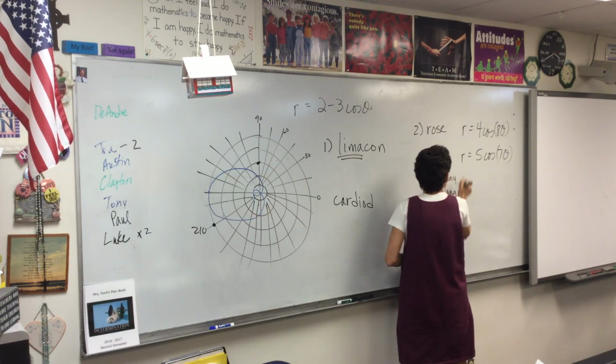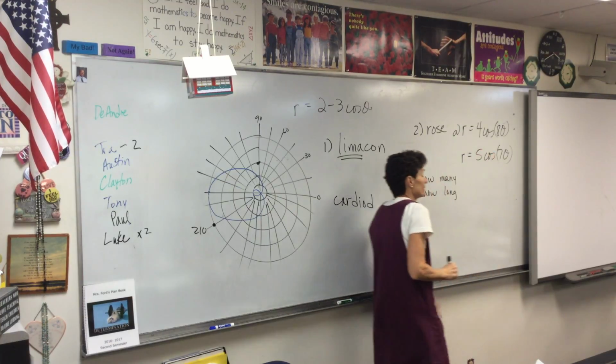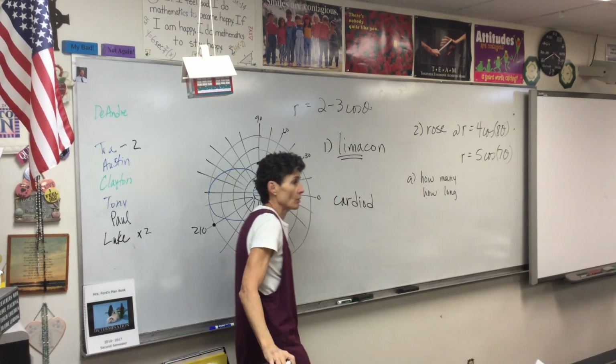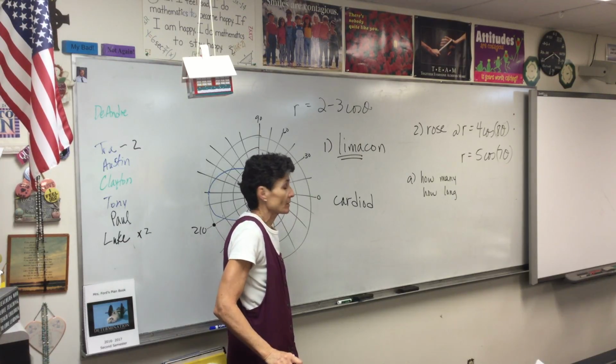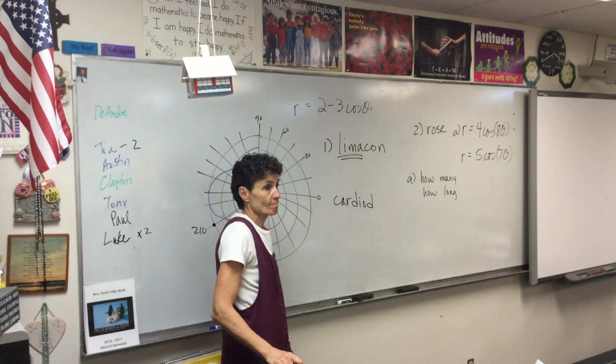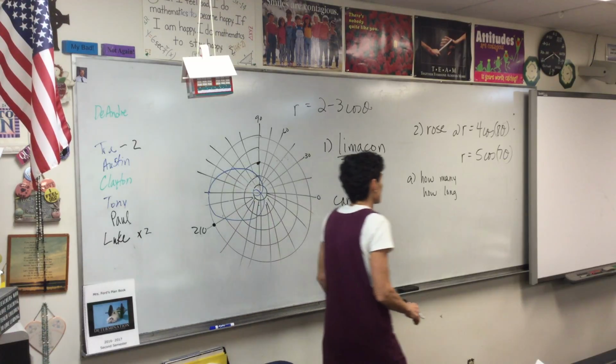All right. So for equation A, how many leaves are there? Who remembers the rules? It's 8. If it's even, multiply by 2, and if it's odd, then it's the same. There are 16 leaves.